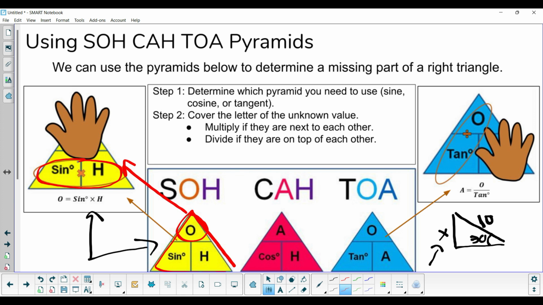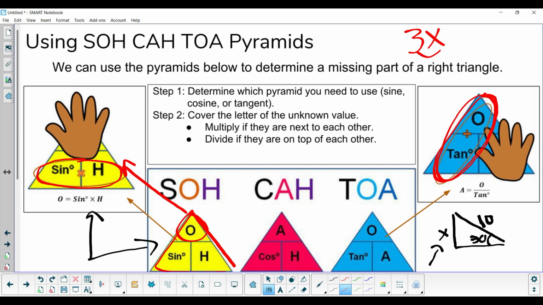How do I know it's times? Because they're next to each other. It's like when you have a 3x, you know that they're next to each other, so that's multiplication. If they are on top of each other like this, that's division. See? If you cover the hypotenuse, you're going to have them one on top of each other. And just like you have it here, you will divide the opposite divided by the tangent.